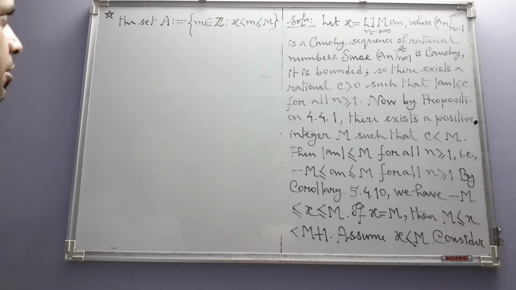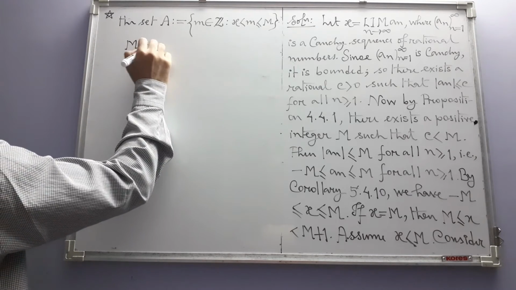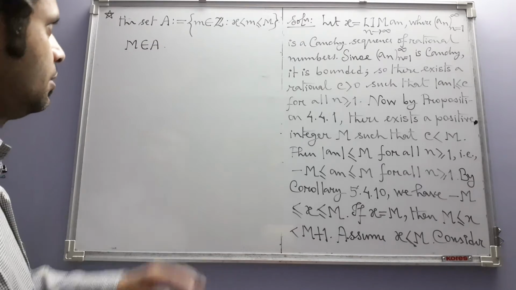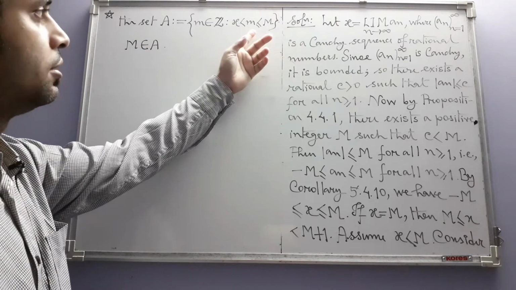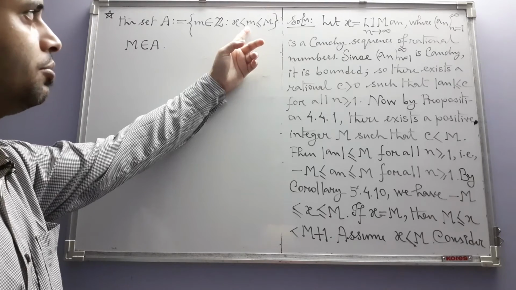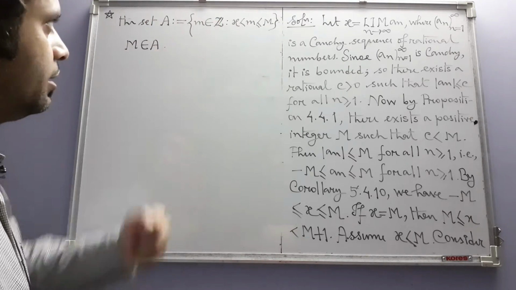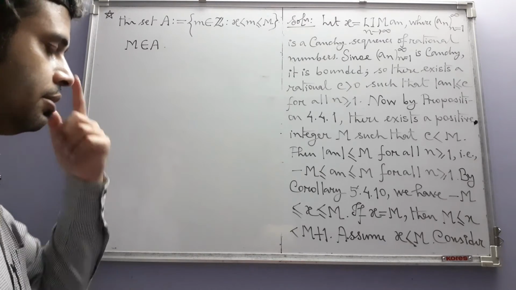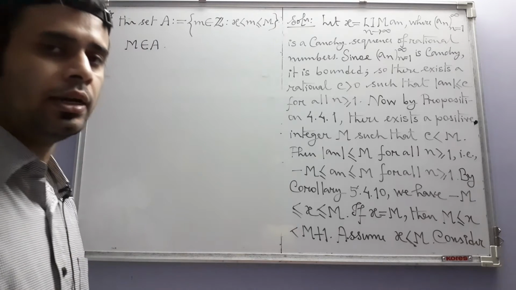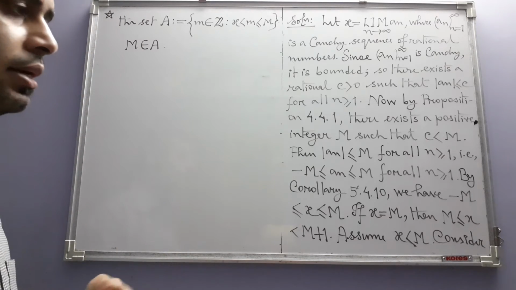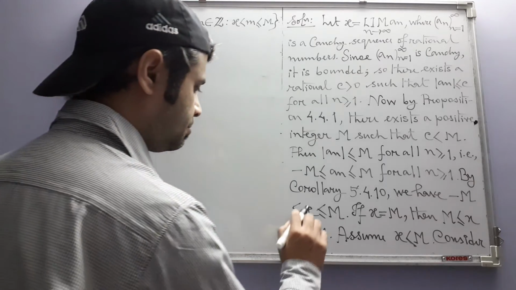It is, because capital M itself belongs to A. M is an integer and satisfies these inequalities, so you can take capital M in place of small m. That tells us that A is a non-empty set. Not just that, A is also finite. Now how are we concluding finiteness of A?